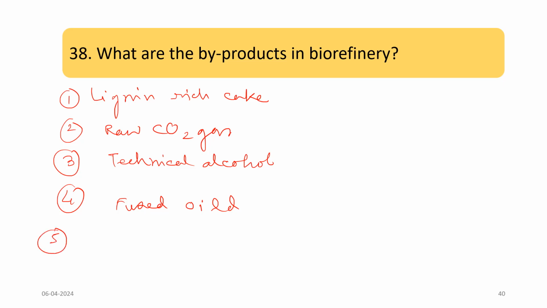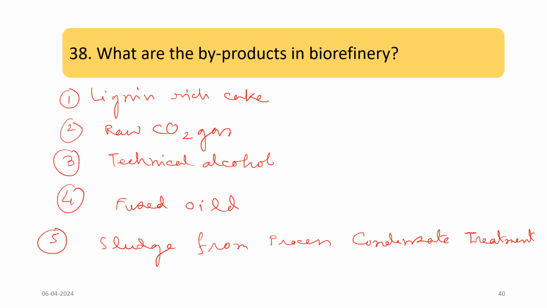Fifth byproduct is sludge from the process condensate treatment plant. It may be used as manure for agricultural fields. And the sixth one is the ash. Ash is generated in the boiler and may be sold to the bricks and cement industry. So these are the 6 byproducts in a biorefinery.